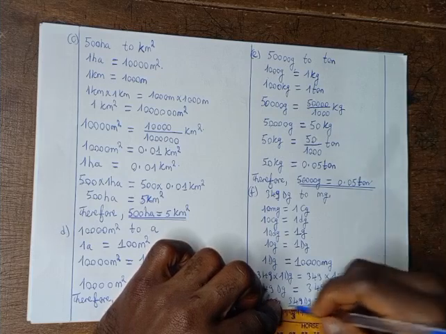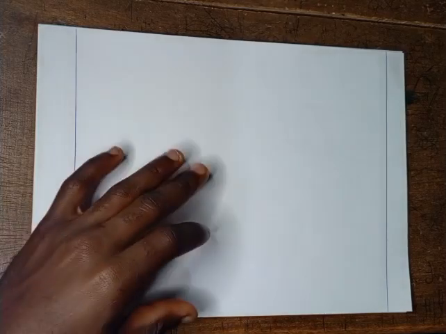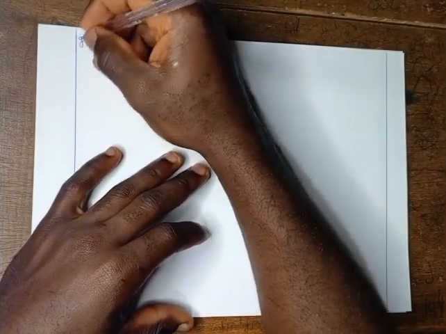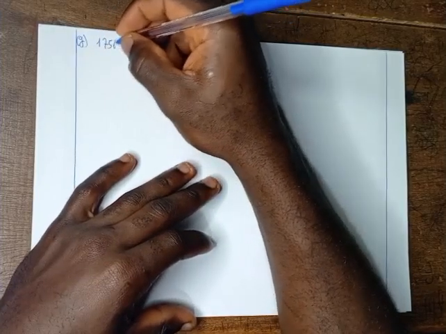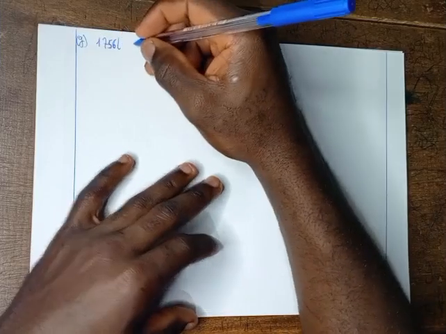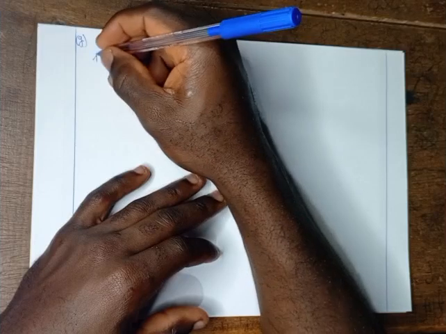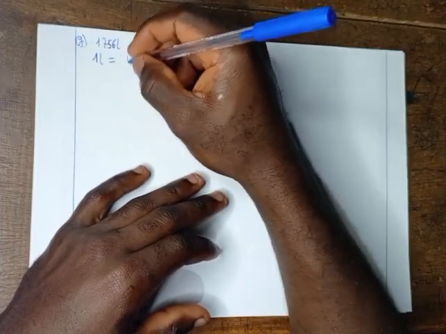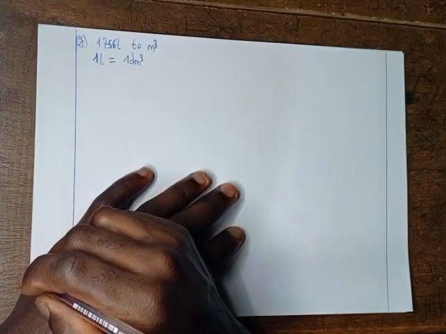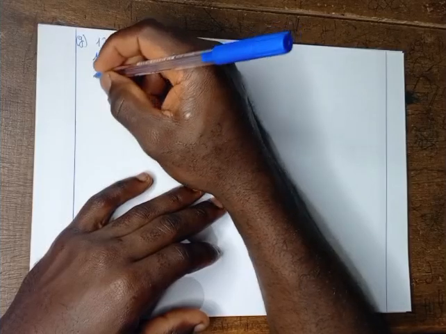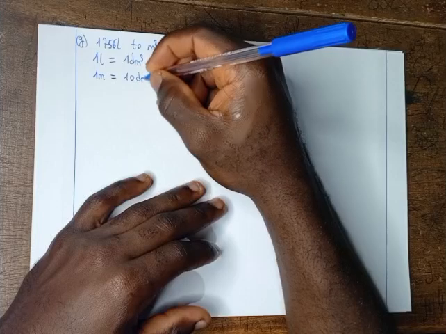We go now to Question G. For G, we have to convert 1756 liters to meters cube. First thing, we know that 1 liter is equal to 1 decimeter cube. Next, we know that 1 meter is equal to 10 decimeters.